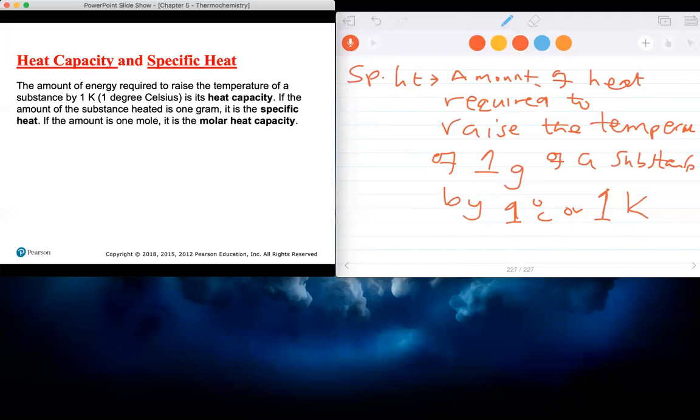How I commit to my memory the definition of specific heat: you specify the amount by saying 1 gram. That's how I rewrite the amount of heat energy required to raise the temperature of a substance by 1 degree. This is 1 gram. Whereas heat capacity is the amount of heat required to raise the temperature of a substance by 1 degree Celsius.